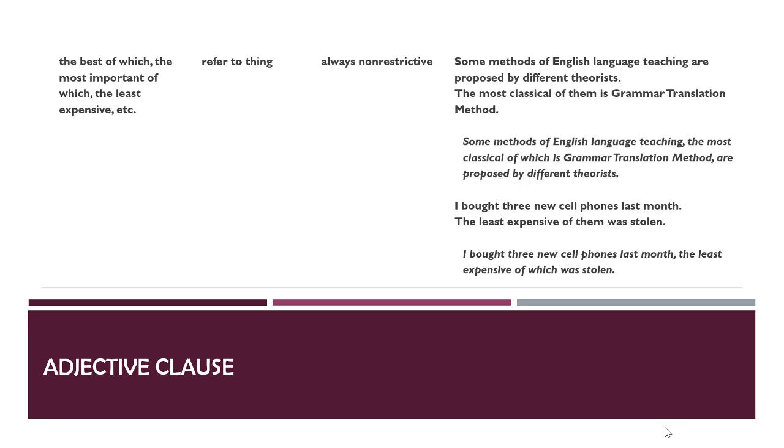That is, some methods of English language teaching, the most classical of which is grammar translation method, are proposed by different theories. "The most classical of which is grammar translation method" is an adjective clause which is considered as always non-restrictive, so a comma is needed. Some methods of English language teaching, the most classical of which is grammar translation method, are proposed by different theories.